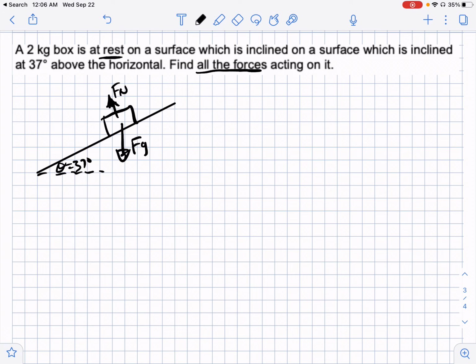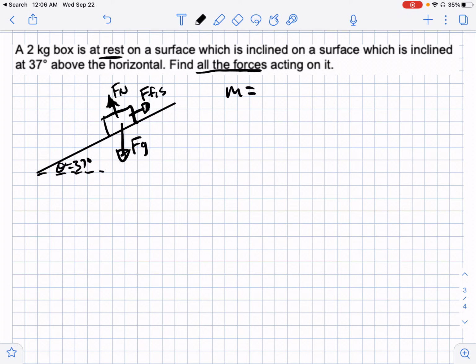And there has to be some friction there to prevent this thing from sliding down the ramp. So that friction will go up the ramp, and that'll be static friction because the object's at rest. And so they want us to find all the forces, so we need to find Fg, the normal force, and that static friction. So let's start out with our Fg.